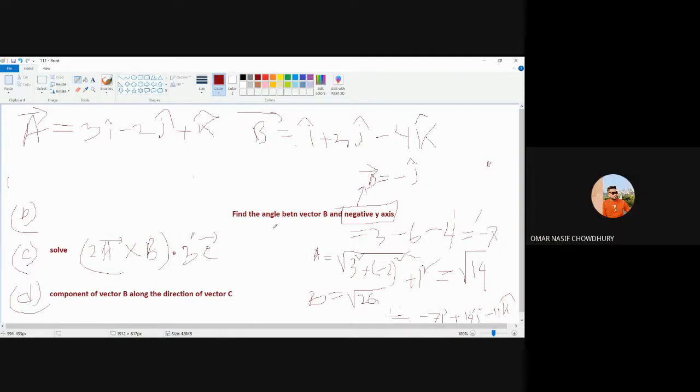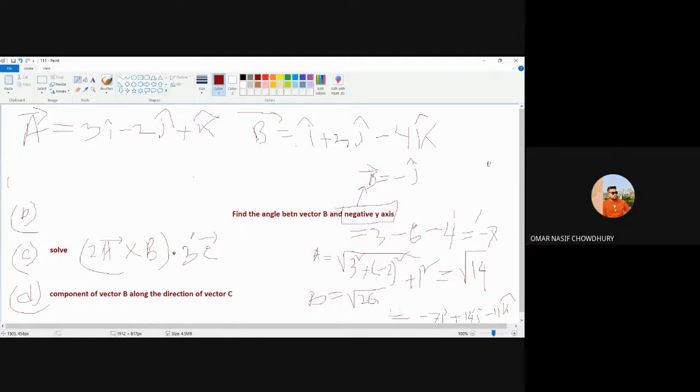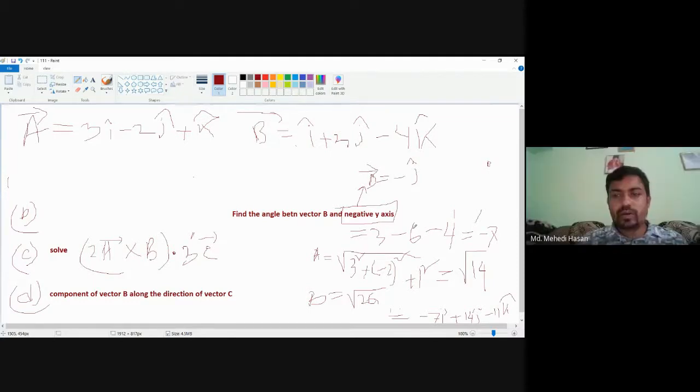Sir, minus j কেন? It's negative y-axis. Along the y-axis, unit vector is j, and negative means minus j. I understood. Okay. So this is mainly the process to find out the angle between two vectors.